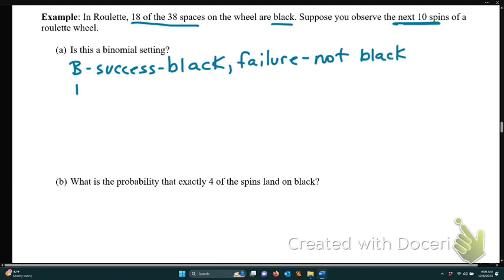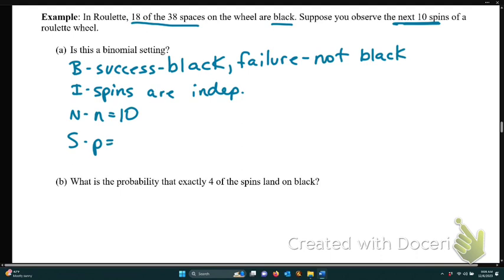Independent. Is each spin on a roulette wheel independent? Absolutely. So spins are independent. N. What does N stand for in BINS? Number of trials. Do I have a set number of trials? 10. S. What does S stand for? Probability of success. So success probability is fixed. Do I have a fixed probability of getting black? We can calculate it. It's 18 over 38.